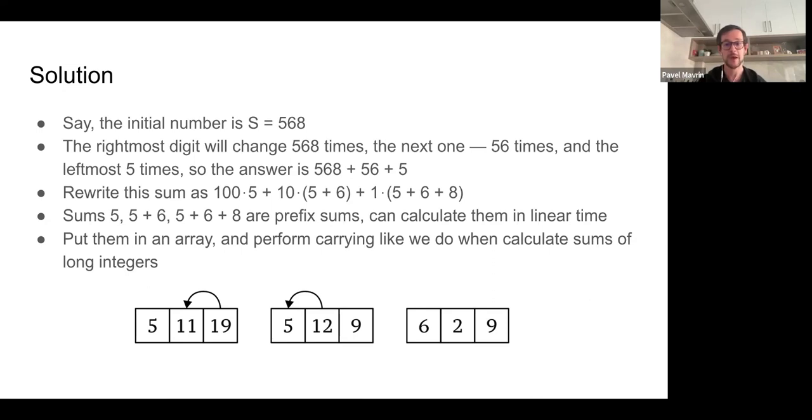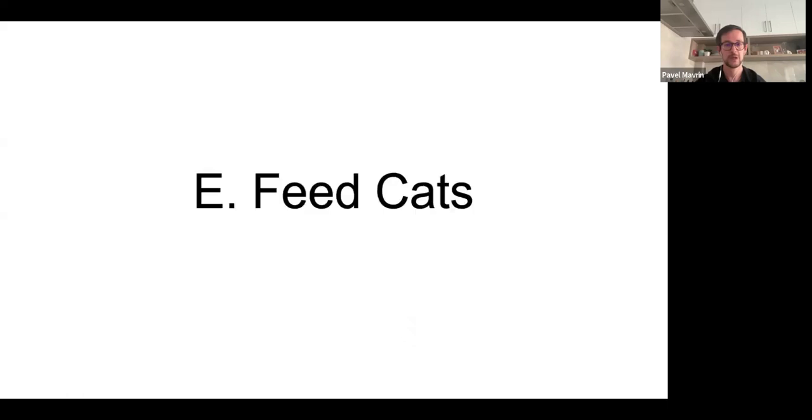The time complexity of this solution will be linear, because all my operations only use small numbers. I only calculate sums of digits, and a sum of digits is not greater than 9 multiplied by the length of the number. So all the numbers I'm operating with are very small. First I calculate prefix sums, and then I perform the carrying from right to left. Both operations work in linear time. That's the full solution for a full score. Any questions? No? Okay, let's move to the next problem.